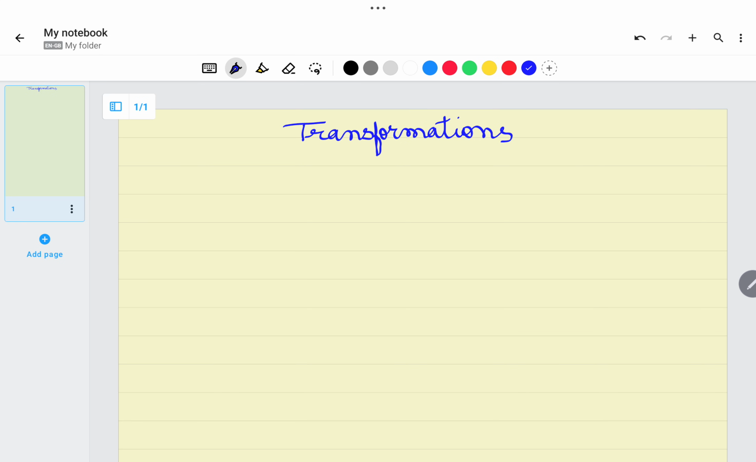Let us learn today about transformations. What are transformations? The manipulation of objects in space as simulated on computer is called transformation.